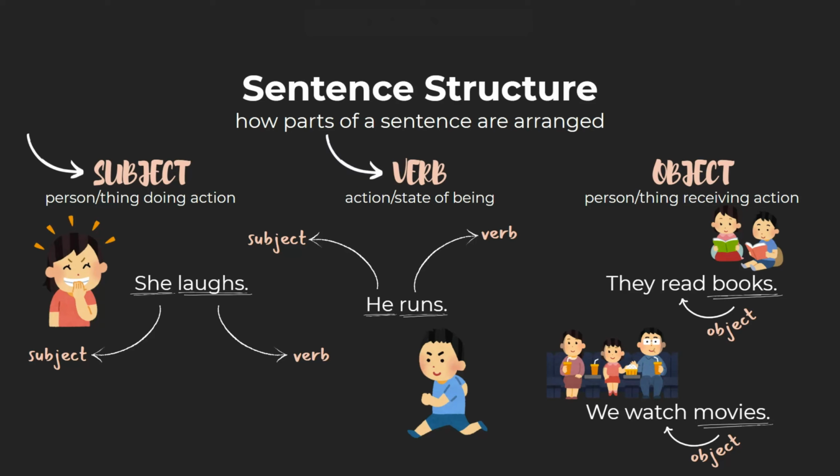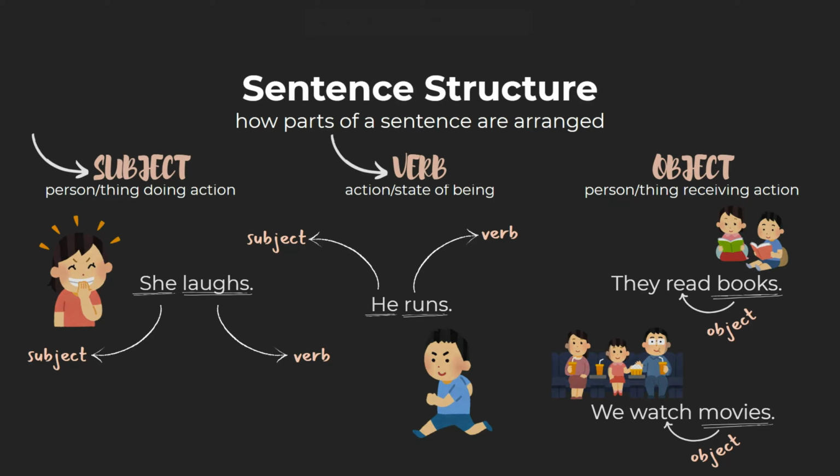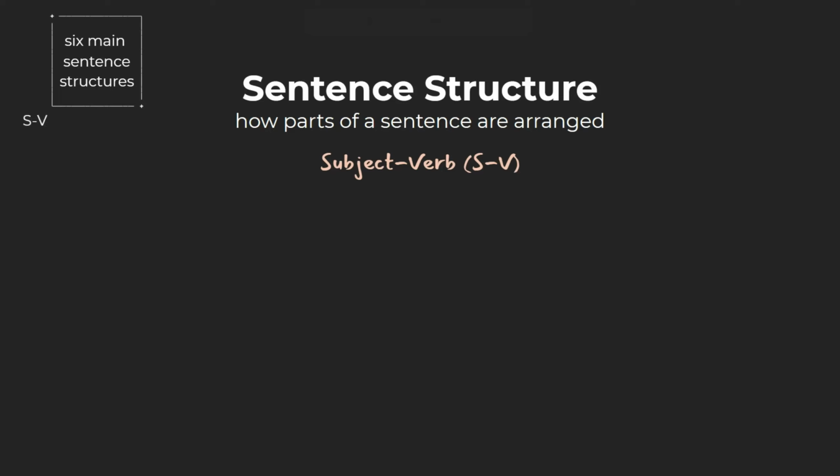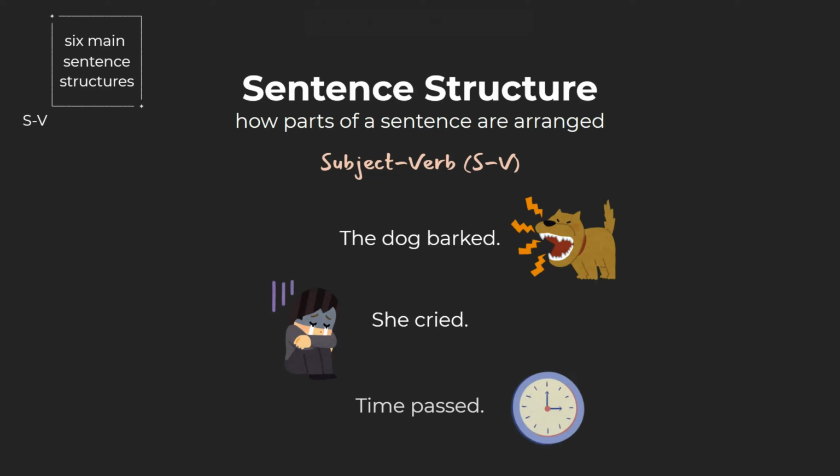Now that we've established the main components of a sentence, let's take a look at how they're placed within a sentence. There are 6 main common sentence structures. The first is subject-verb, or simply SV. This is the simplest form of a sentence, and, as the name suggests, contains only a subject and a verb. For example, "The dog barked," "She cried," or "Time passed." Even with just a subject and a verb, these are all complete sentences. As we can see, they each have a clear doer and a clear action.